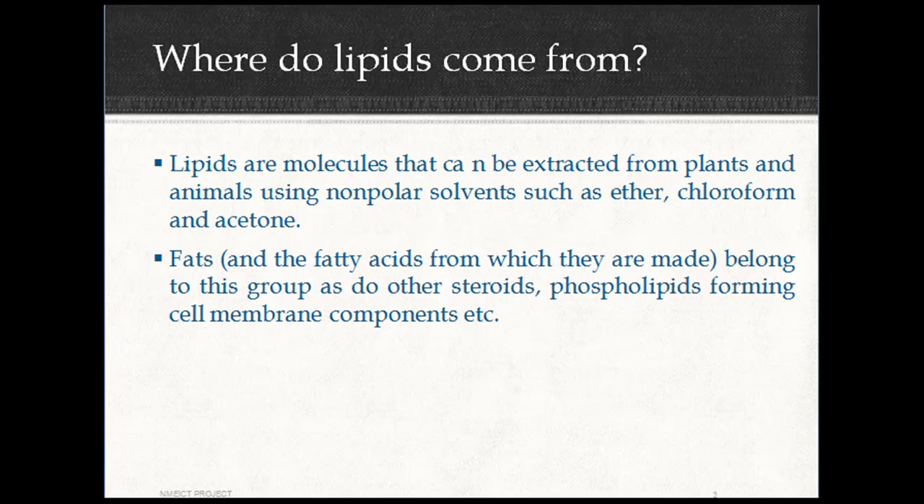Where do lipids come from? Lipids are molecules that can be extracted from plants and animals using non-polar solvents such as ether, chloroform and acetone. Fat belongs to this group, as do other steroids.